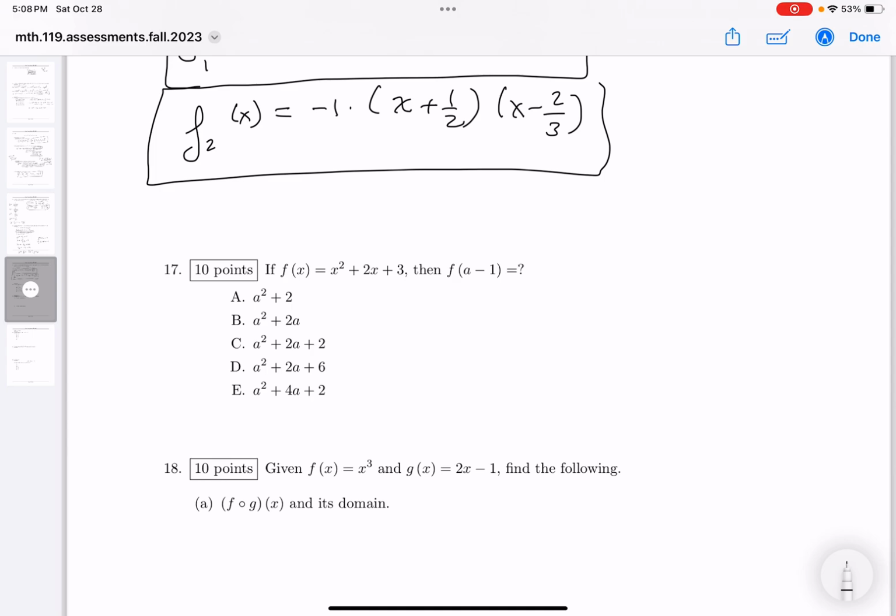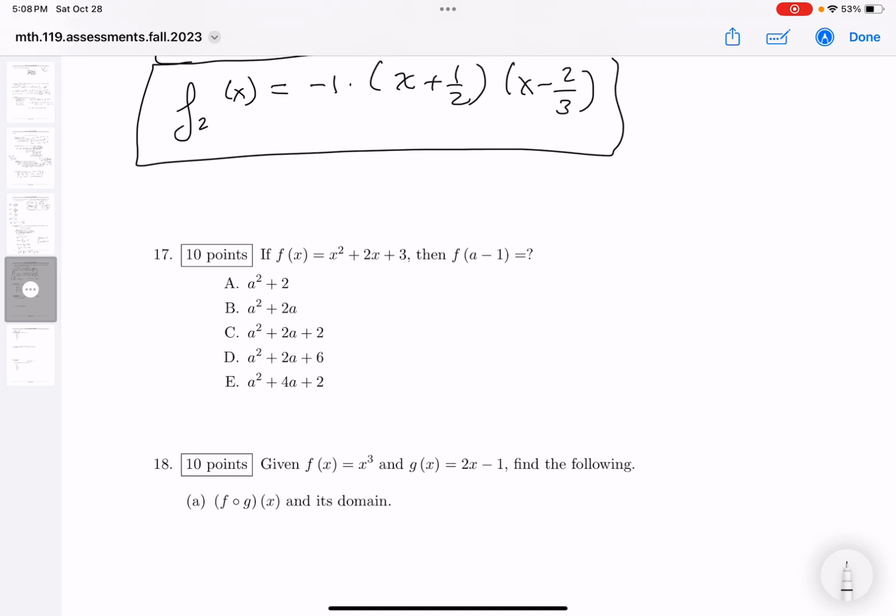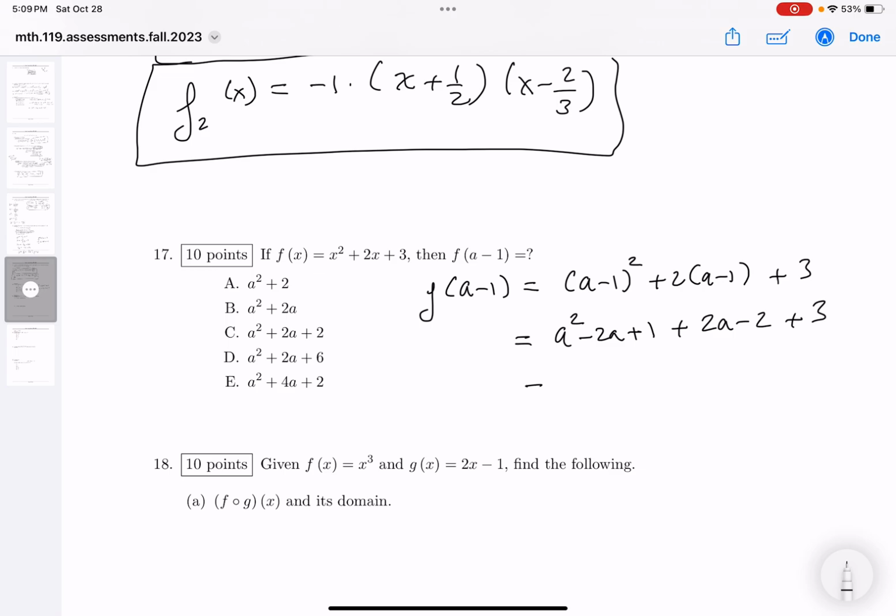All right, let's look at number 17. Number 17 says evaluate this function at a minus 1. Well, what do you get? You get a minus 1 squared plus 2 times a minus 1 plus 3. And certainly I don't see that listed in the key, by the way, so I'll do some work over here. This is a minus 1 squared, which is a squared minus 2a plus 1. The second guy, well, 2 times a is 2a minus 2 plus 3.